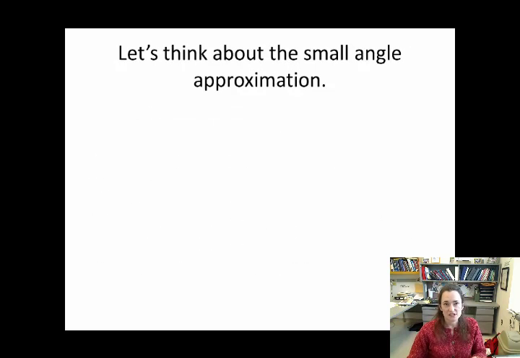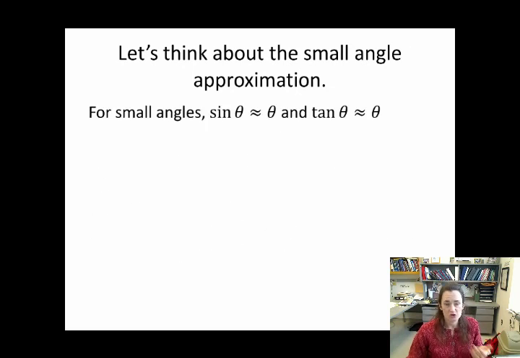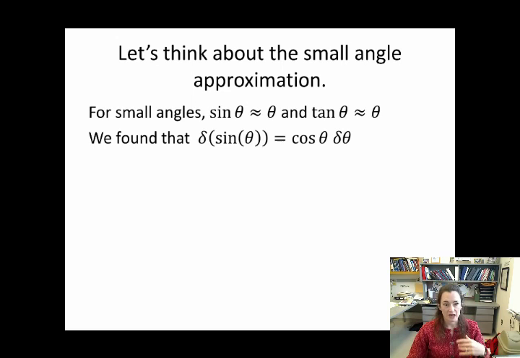Okay, so I want to use this idea now in an example problem where we're thinking about the small angle approximation. So you might have heard of the small angle approximation already. If not, here it is. The small angle approximation says that for small angles, the value of sine of theta is approximately equal to theta. And sometimes they also say that the value of tangent of theta is approximately equal to theta as long as theta is in radians.